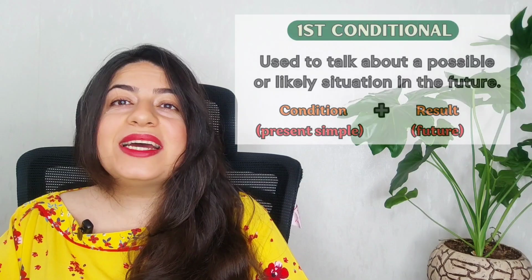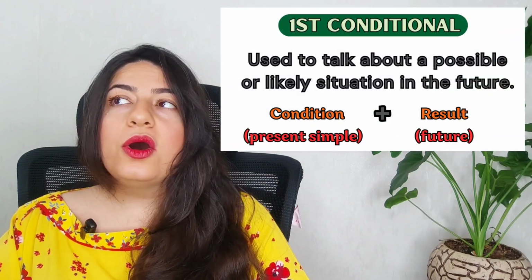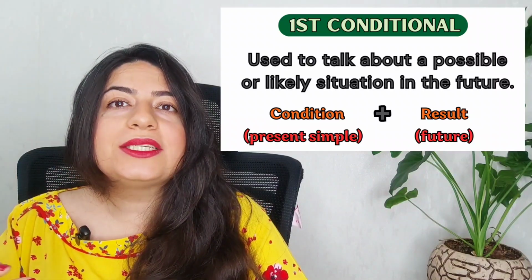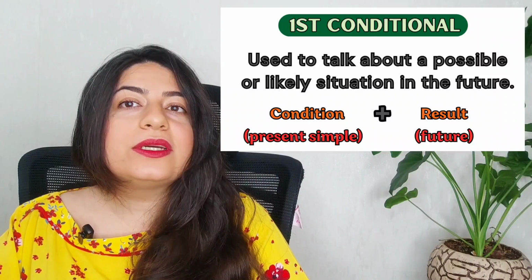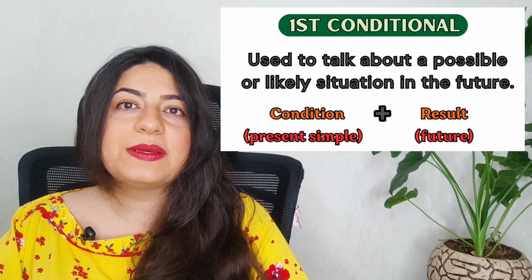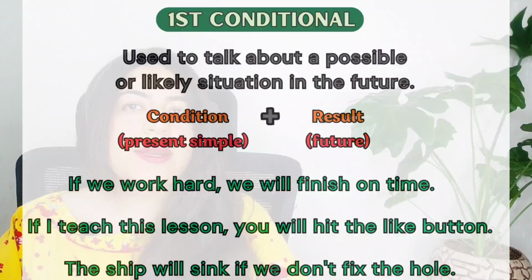Now, the first conditional is used to talk about a possible or likely situation in the future. With the condition, we're going to use the present simple, and with the result, we're going to use the future. If we work hard, we will finish on time.